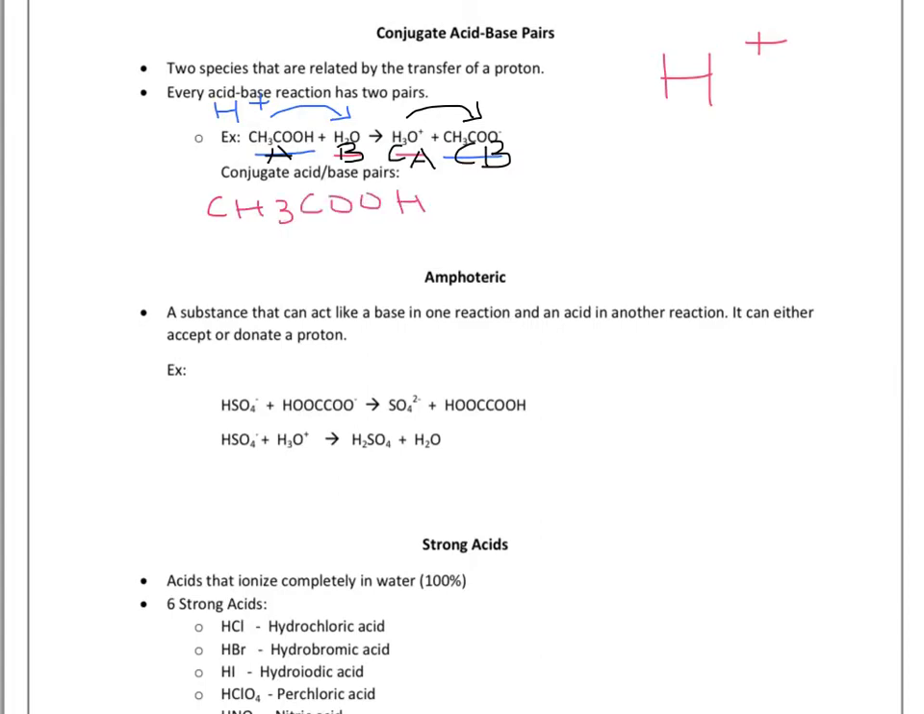CH3COOH gets paired with CH3COO negative as they differ only by an H positive ion, and H2O is paired with H3O positive because again they differ only by a hydrogen and a positive charge. Notice here that water has 2 hydrogens and the hydronium ion has 3. Water has no charge. H3O positive has a 1+ charge. So again they differ only by an H positive.